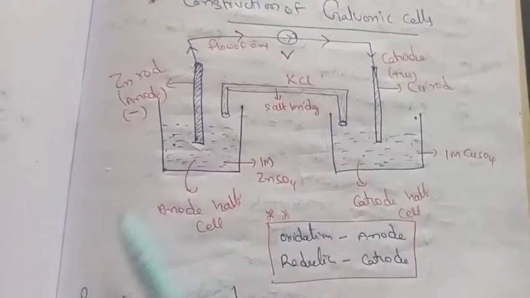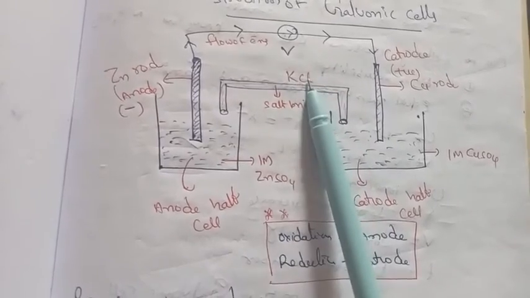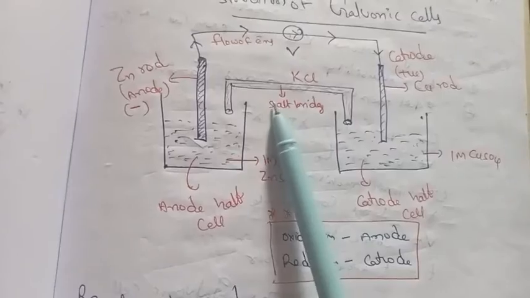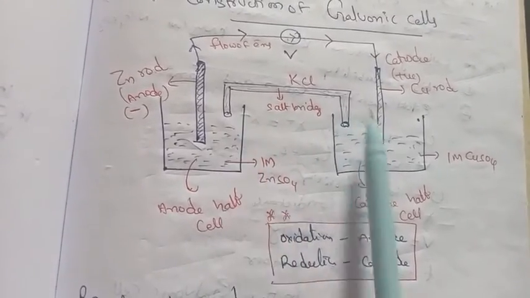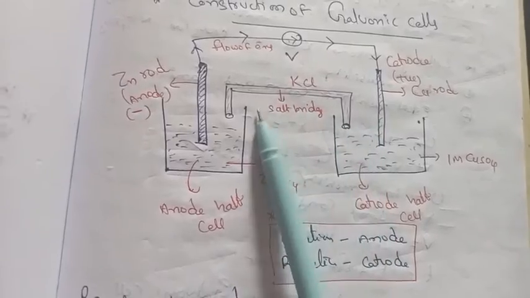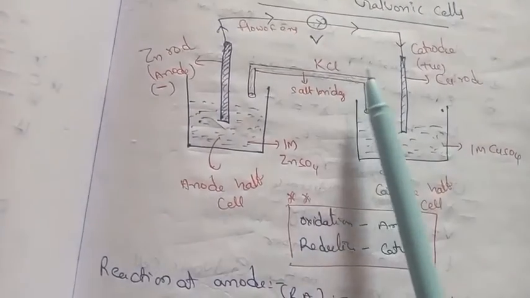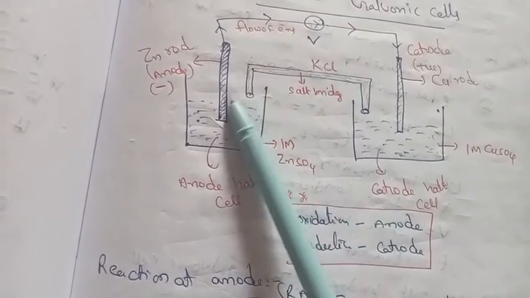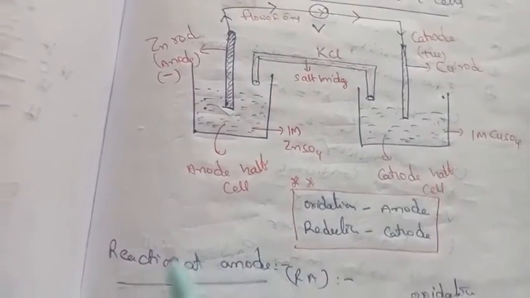Another important part is the salt bridge. What is the salt bridge? Potassium chloride, or potassium nitrate, or ammonium nitrate. It acts to neutralize or balance the charges between the two half cells. Sometimes in examinations they will ask what will happen without using potassium chloride. The answer is that the potential will stop. That is very important.